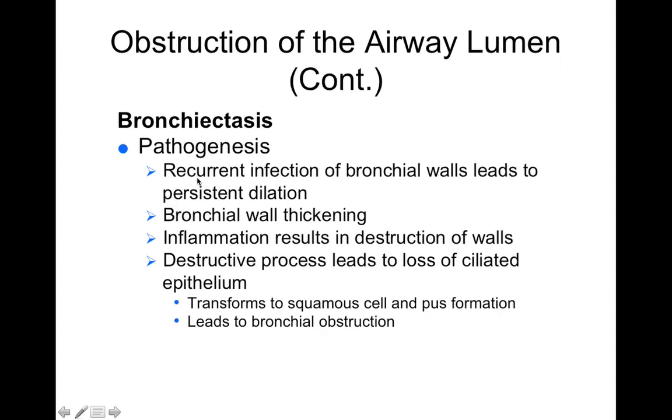Now, it can come about from recurrent infections of the bronchial wall, which causes these dilations, or thickening of the bronchial wall. Inflammation leads to destruction, and this destruction process leads to loss of ciliated epithelium, which causes basically mucus and pus to accumulate in the bronchus.